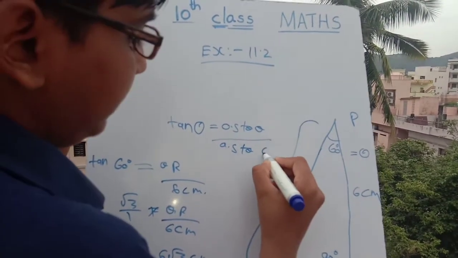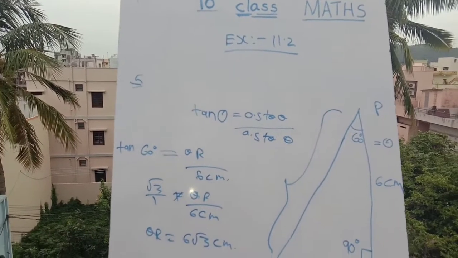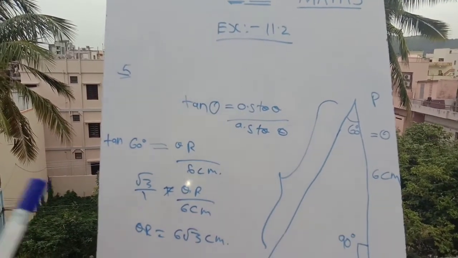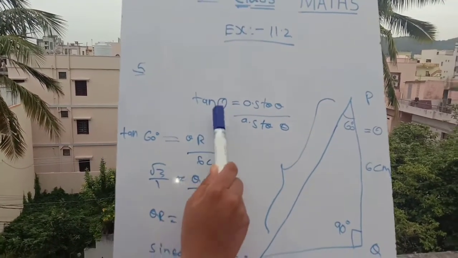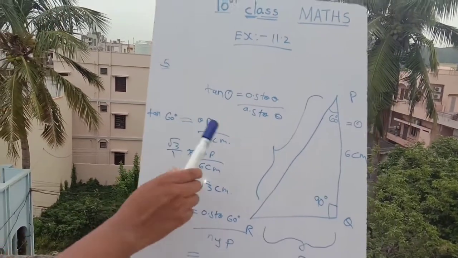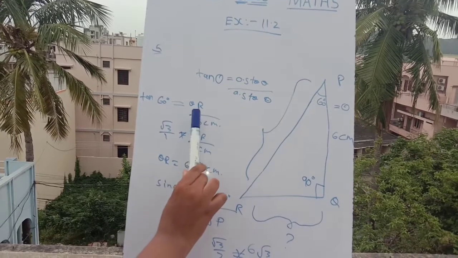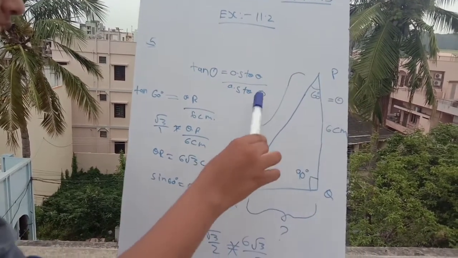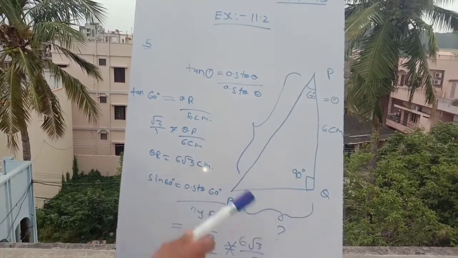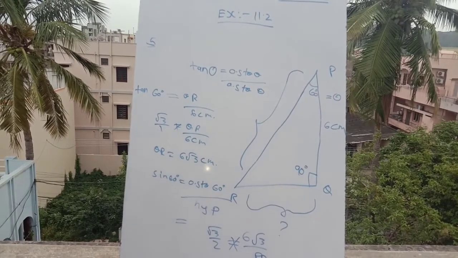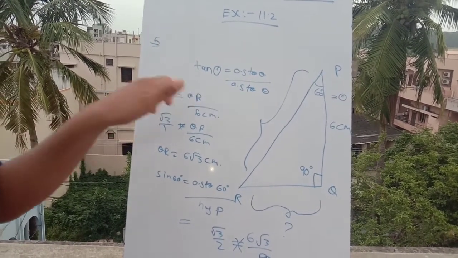It is going to be theta. So we know that theta is equal to 60 degrees. So here the theta is going to be 60 degrees. The opposite side to 60 degrees is QR, and the adjacent side to 60 degrees is PQ, or 6 centimeters. So tan 60 is equal to QR by 6 centimeters.